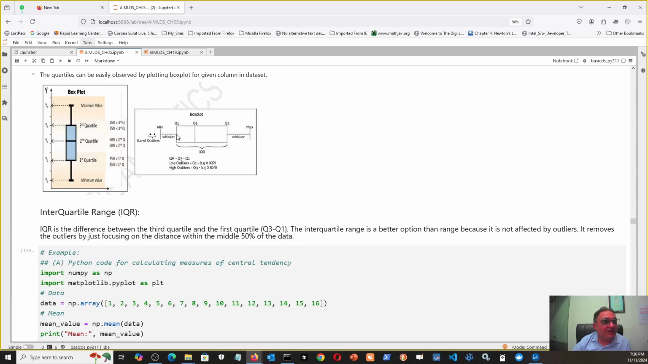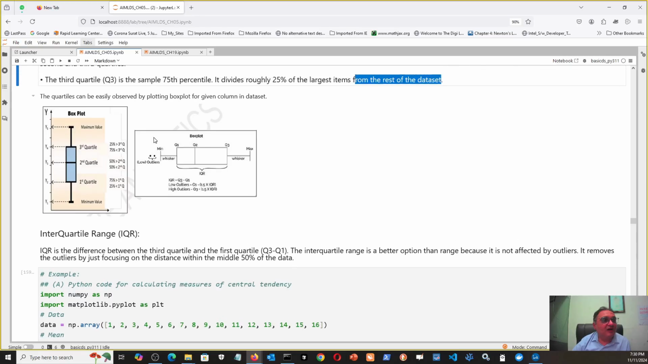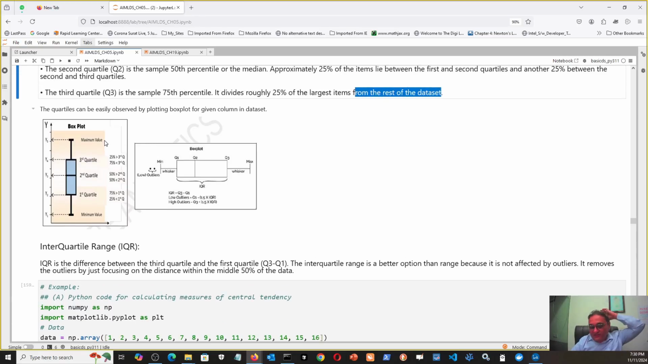These lines joining the first quartile to the minimum value, or the third quartile to the maximum value, are called whiskers. This is called the lower whisker, and this is called the upper whisker. Similarly, here also, this line where I am moving my cursor is the lower whisker, and this is the upper whisker. Now, why is the concept of the whisker important?